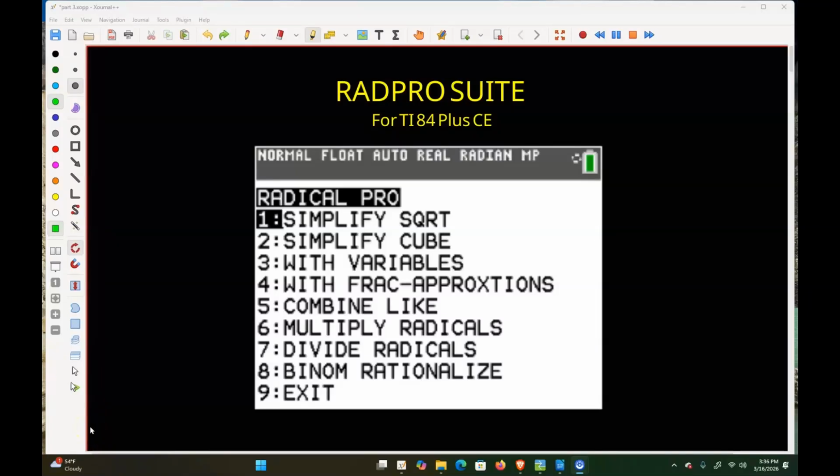Hey everyone, welcome back to part 3 of the Radical Pro series, turning your TI-84 Plus CE calculator into a radical simplifying assistant. If you've been following along, you already have a menu that handles basic simplification, variables under radicals, fractions, rationalizing, and combining like terms.